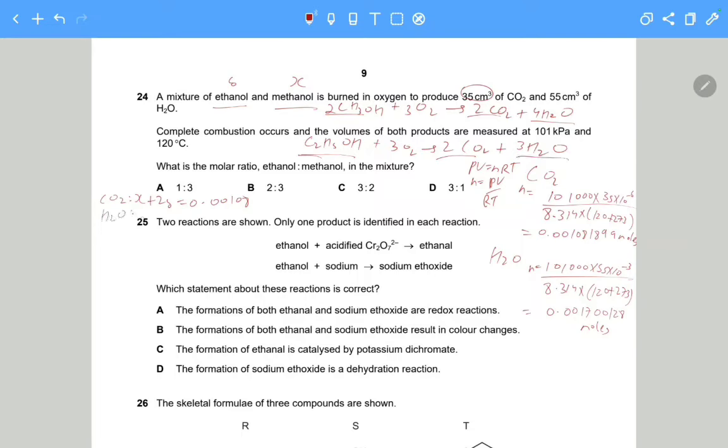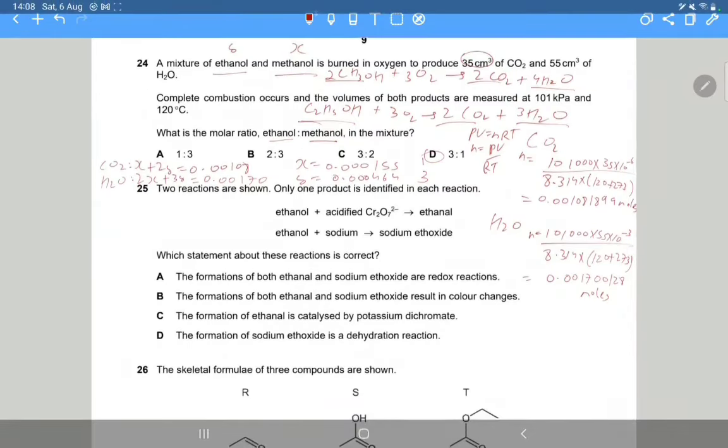So when we write the equation, it's 2x plus 3y equal to 0.00170. So we'll solve this system of equations and we get x equal to 0.000155 and y equal to 0.000464, and the ratio of x to y is 1:3. But they've asked ethanol to methanol and not the other way around, so it will be 3:1. Option D.